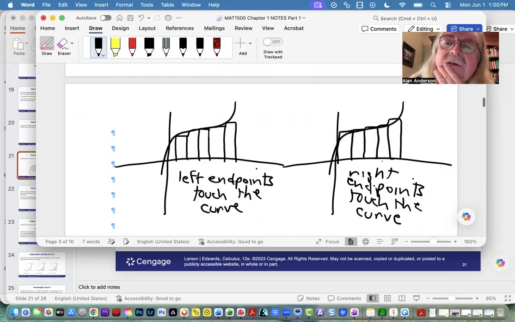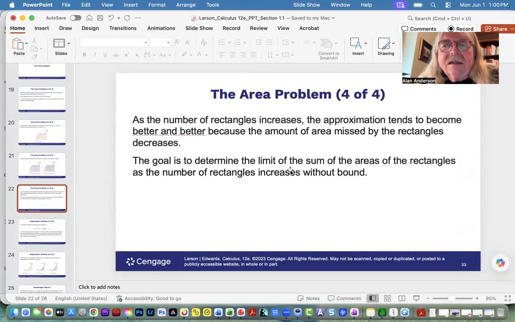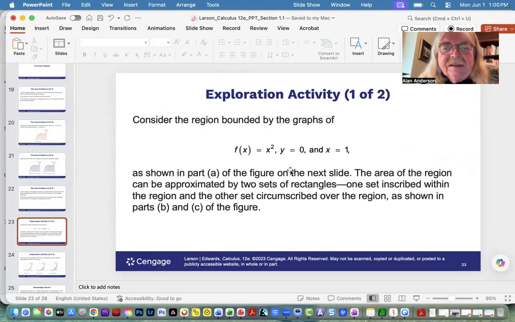Now, as it turns out, if we keep increasing the number of rectangles, the area of the rectangles on the left and the right will actually match each other, and they will in turn match the actual area under that curve. So what it basically means is it doesn't matter which approach we use. If we have enough rectangles, we'll have the correct area. Okay. So again, we'll be getting back to this very soon.